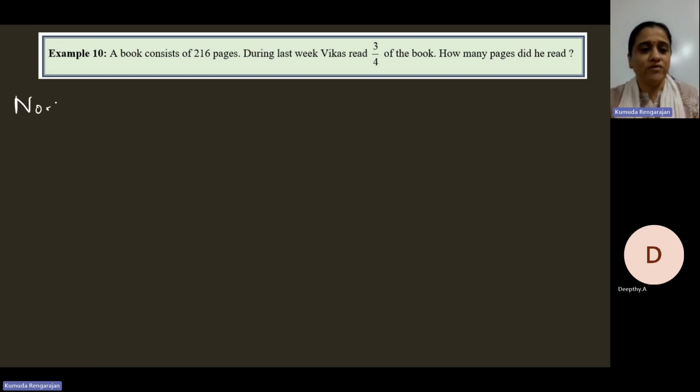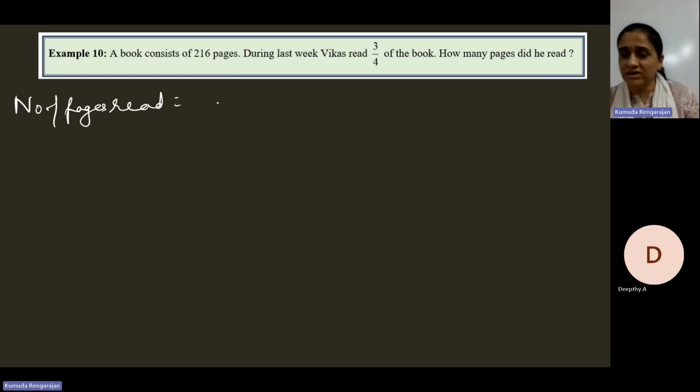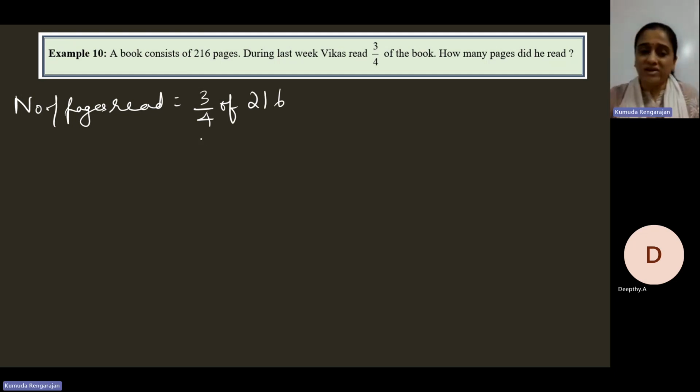So number of pages read is equal to 3/4 of 216. 3/4 of the total number of pages. Always what follows "of" is the total. Of kapra, you should write the total. Now here what's the total? All the pages in the book is the total. 216. So 3/4 of 216.